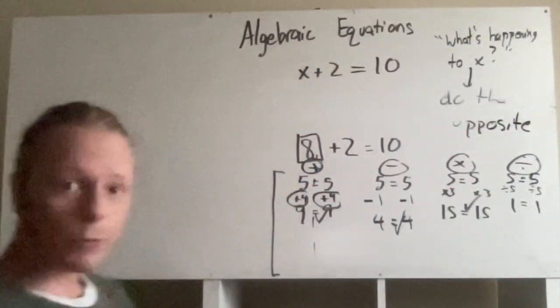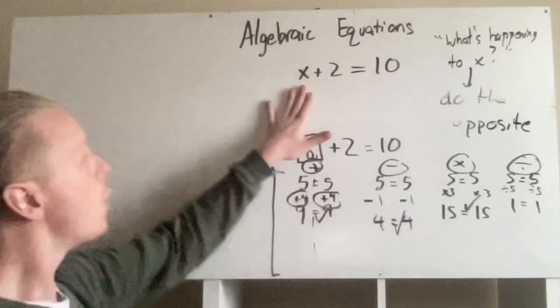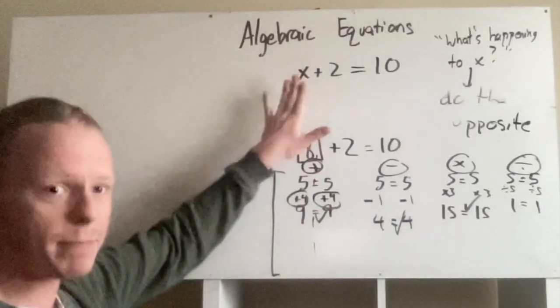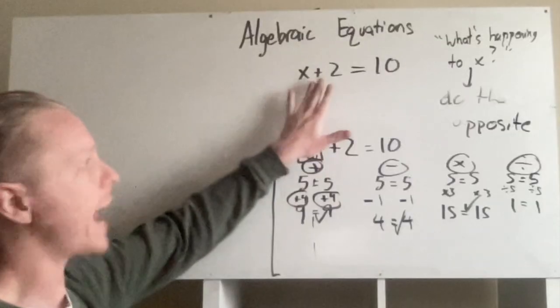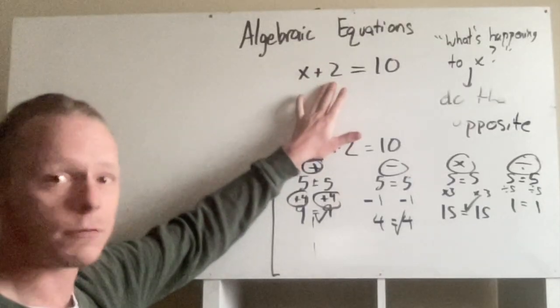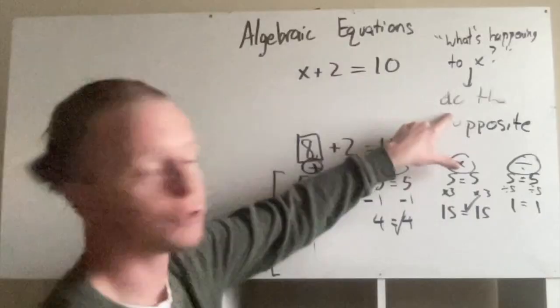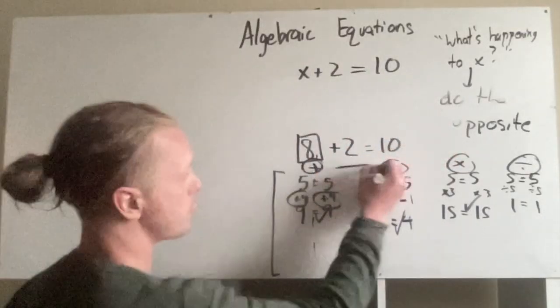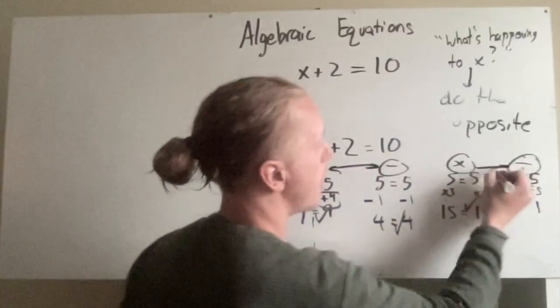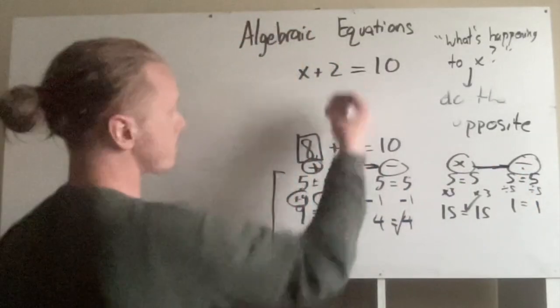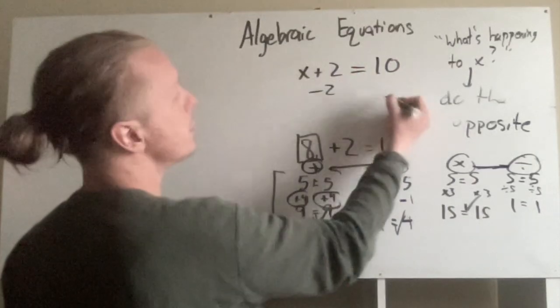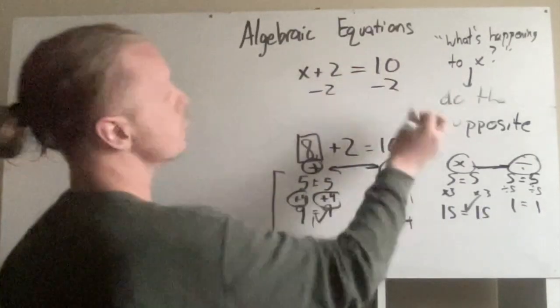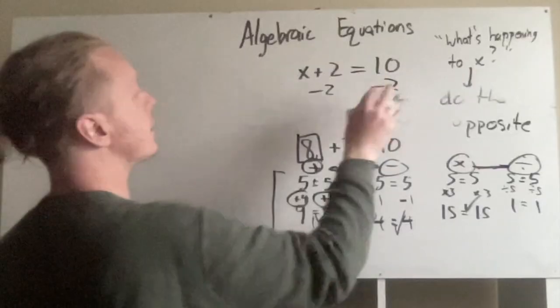So if I were to look at this equation here and say, what is happening to x? What math is being done to x? Well, we're adding 2 to it. So we're going to do the opposite. What's the opposite of adding 2? Subtracting 2. These two are opposites of one another. So I'm going to subtract 2 and subtract 2.